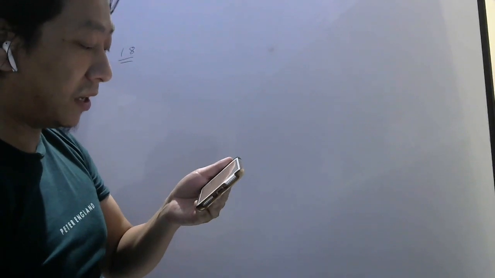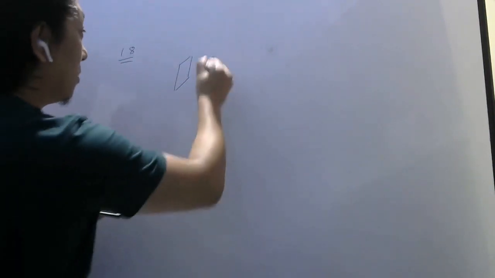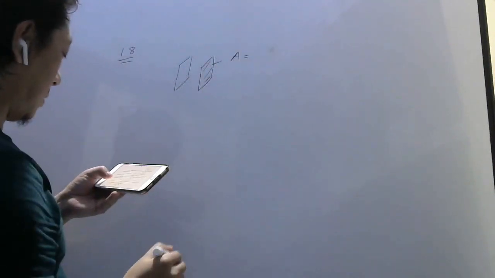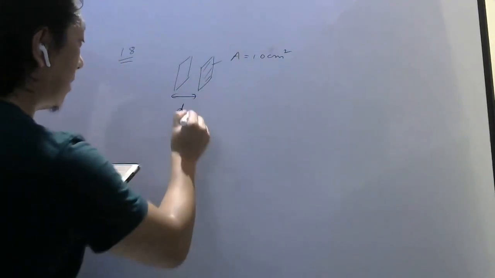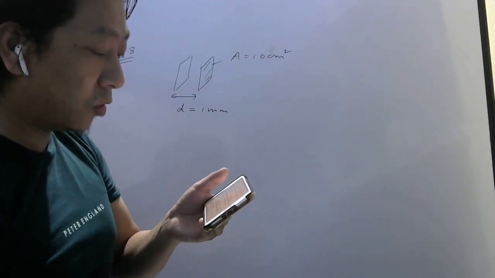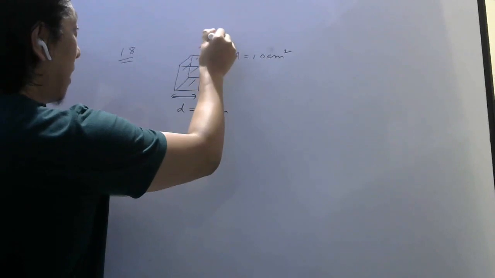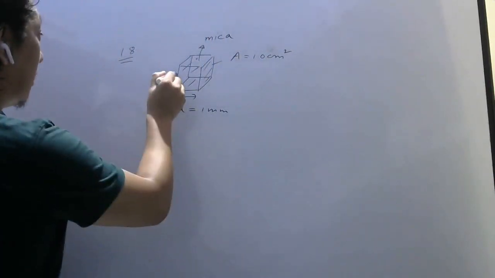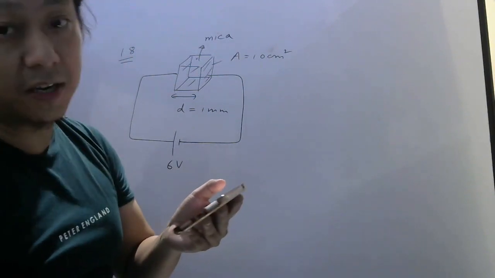So let us see question number 18 now. In 18 they are saying a parallel plate capacitor has plate area 10 centimeters square. So imagine this is your parallel plate capacitor. The plate area is given, 10 centimeters square, separated by a distance d, that is equal to 1 millimeter. Now it is filled with dielectric mica and connected to a 6-volt supply. So this space is filled with some medium, which they are calling mica, a dielectric medium. And they are connecting a 6-volt battery here. They are asking to find the leakage current through the capacitor.